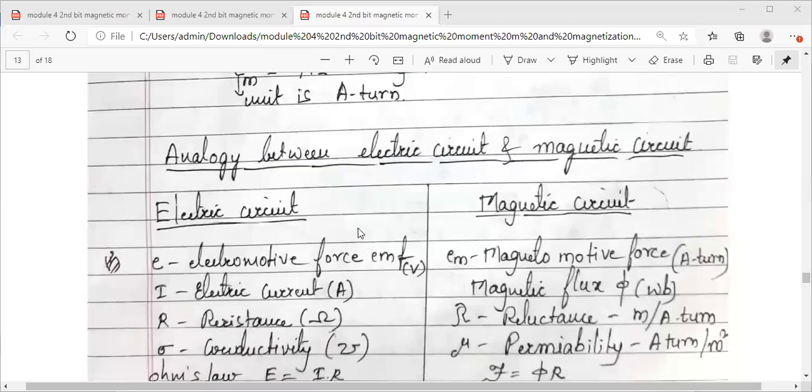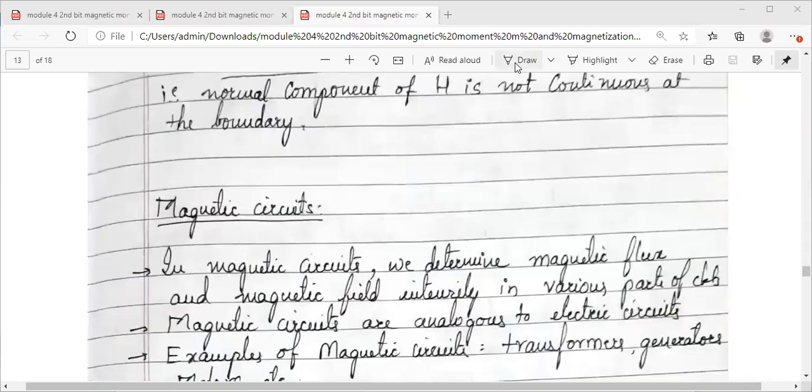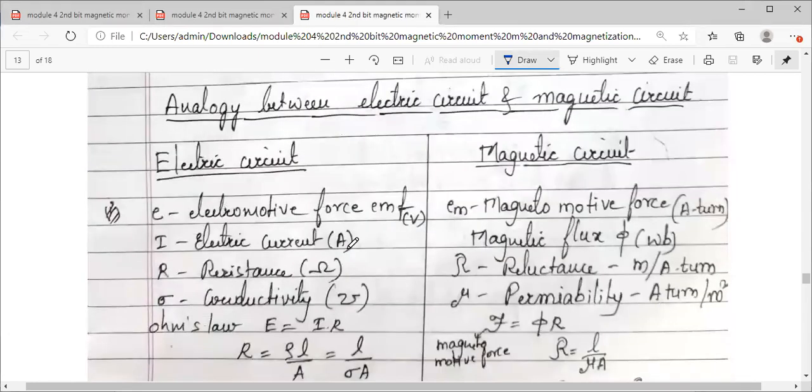In the previous session, we started with magnetic circuits, and I have already given you the introduction of magnetic circuits in analogy with electric circuits. You can see here I have listed the differences, or you can make some analogy between the electric circuit and the magnetic circuit. In brief, let me give you the highlights.